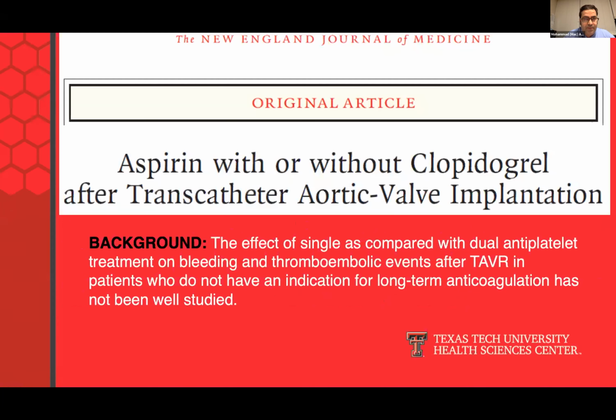And just to simplify everything, I'm coming down to this one trial that was very recently published, and I will go into detail on it because it was very unique, it summarizes everything, and it was very well done. The European Union and the Netherlands provided the grant for this study: aspirin with or without clopidogrel after TAVR.